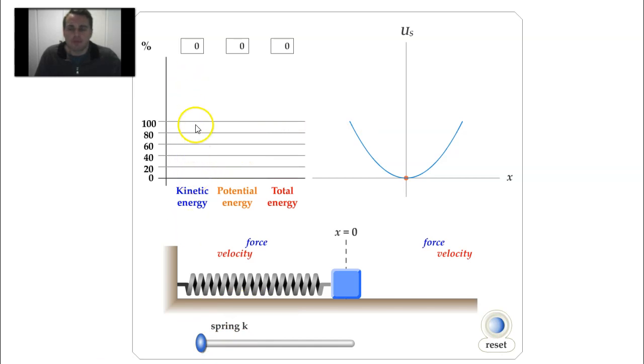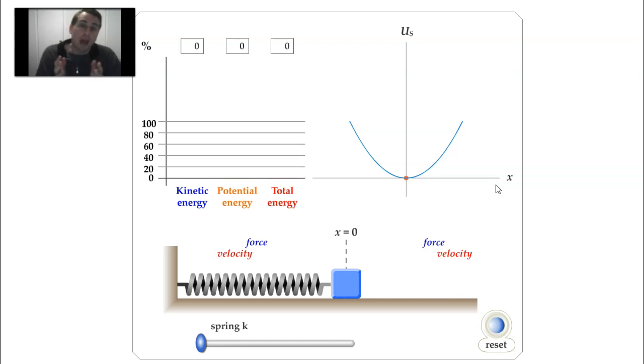If we reset this and we increase the Hooke's law spring force, what do you expect should happen to this energy graph, and what should happen to the plot of elastic potential energy versus position? That is the energy graph, the potential energy graph. So talk to your cat, talk to your dog, talk to your neighbor, maybe take a pause and then come back.